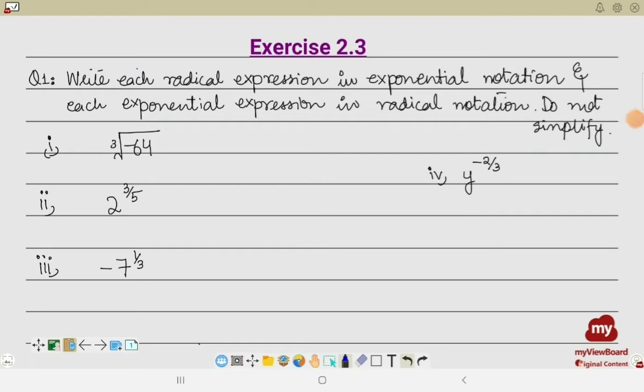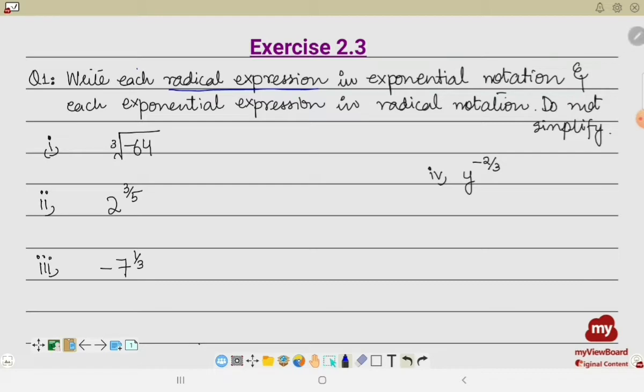Now we will be solving question number 1. Write each radical expression in exponential form and vice versa. And it is written, do not simplify. So we just have to change the form of these expressions. In the first part, if you see a radical sign, this is the radical expression. We are going to convert it into the exponential form, means in the power form.